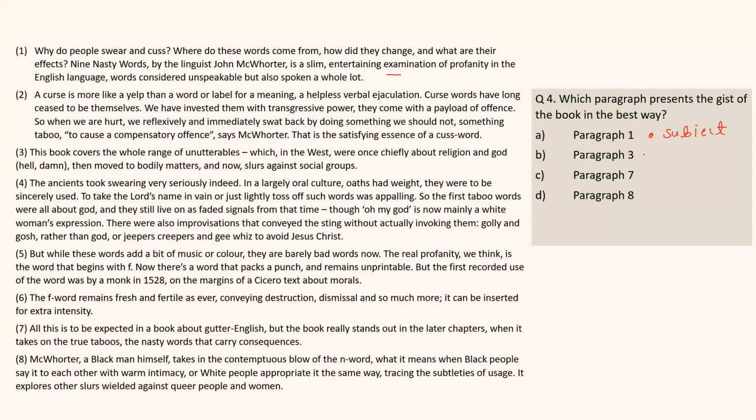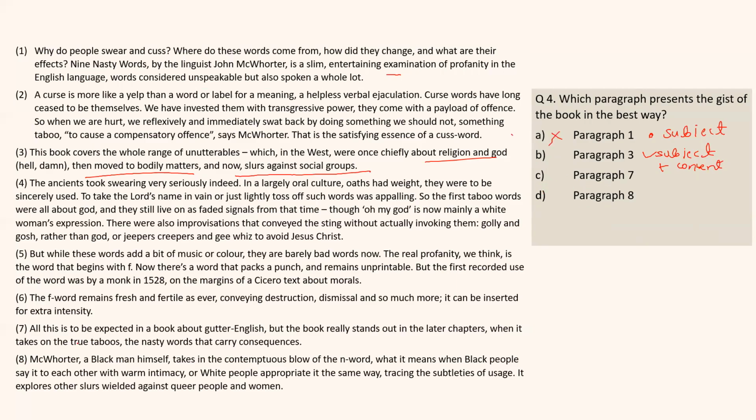Out of 1 and 3, 3 looks a better choice, because this not only gives me the subject, but also tells me the content and the organization of the content of the book. It says that the book talked about religion and God, then moved to bodily matters, and now how these words are used as slurs against social groups. So out of 1 and 3, 3 looks the better choice. So let me now eliminate 1.